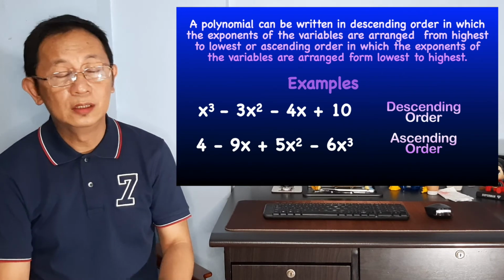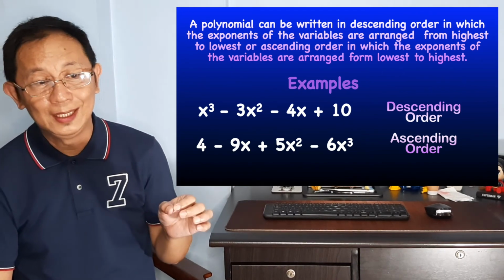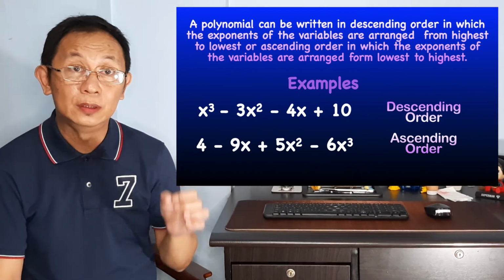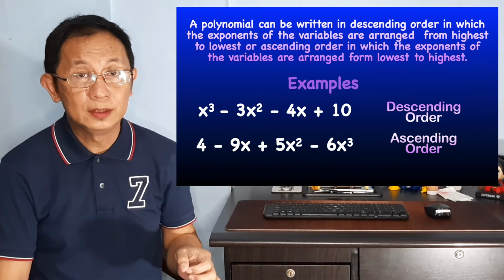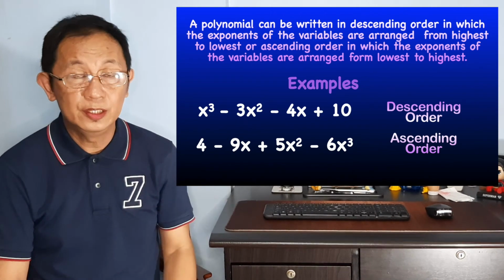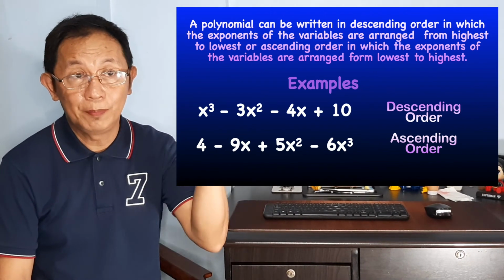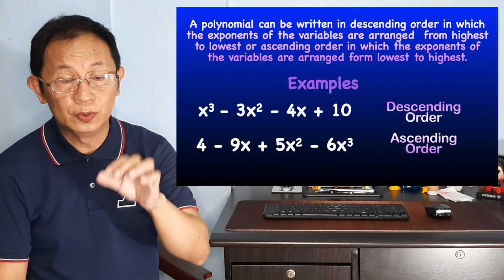So, pero tayo, ang gagamitin natin palagi, descending order. Always arrange the polynomials in descending order. Ibig sabihin, pababa yung exponents.